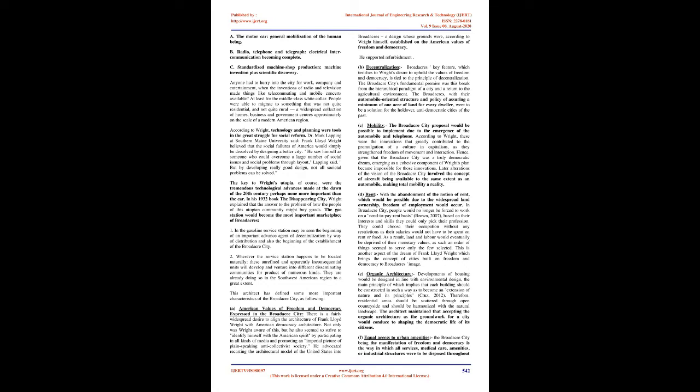No one had to hurry into the city for work, company, and entertainment when the inventions of radio and television made things like telecommuting and mobile concerts available, at least for the middle-class white-collar. People were able to migrate to something that was not quite residential and not quite rural, a widespread collection of homes, businesses, and government centers approximately on the scale of a modern American region. According to Wright, technology and planning were tools in the great struggle for social reform.